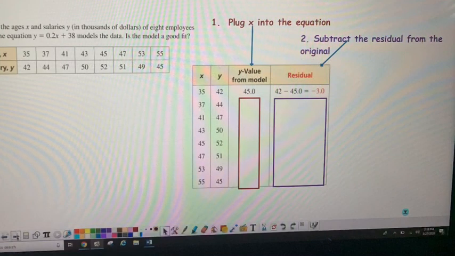So I'm going to plug in x to find what y would be. And then after I find what y would be, I'm going to subtract it from the original. So for the first one, I found out by plugging in 35 that I got 45, and then I subtract. Please pause the video, and when you have all of those figured out, restart the video.